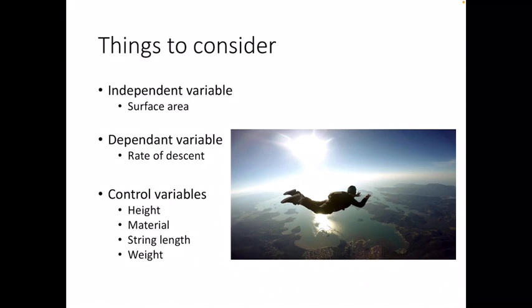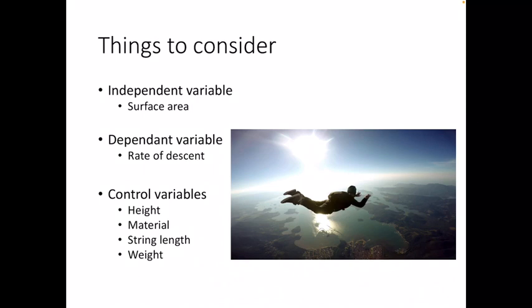Now it is possible for you to have your material as your independent variable, but you would have to put your surface area in your controlled variables. So you would change the types of material, but you would keep the surface area the same. That's one alternative way of doing it. Then the string length and the weight of the objects that are going to be dropping. So consider all of those and just have a think about them when you're conducting them.